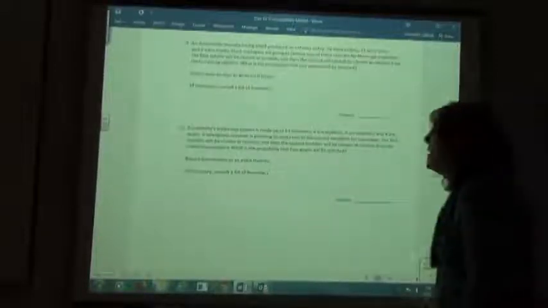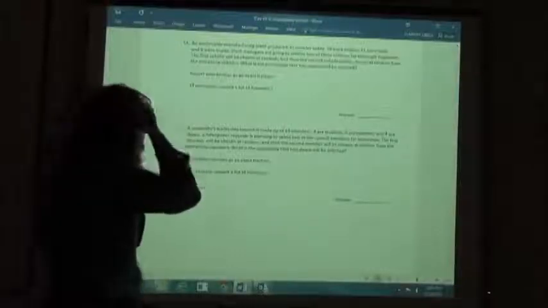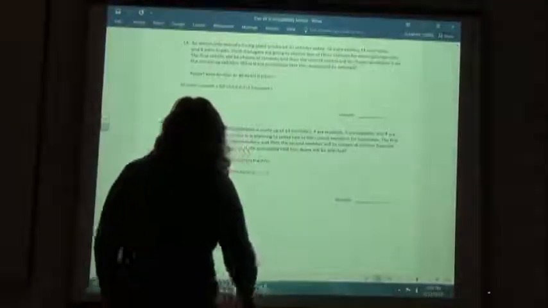So on number 14, an automobile manufacturing plant produced 30 vehicles today. 10 were sedans, 11 were vans, and 9 were trucks. The plant managers are going to choose 2 of these vehicles for thorough inspection. The first vehicle will be chosen at random. The second vehicle will be chosen from the remaining vehicles. What is the probability that the 2 sedans will be chosen?